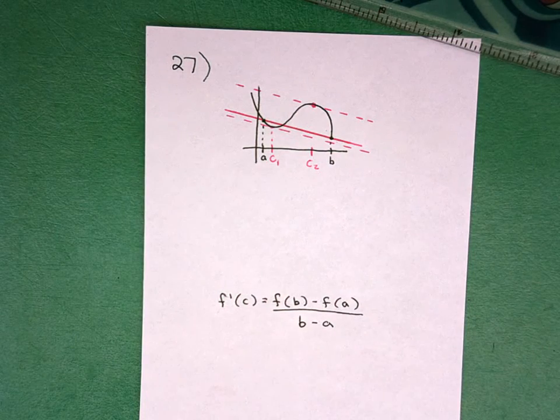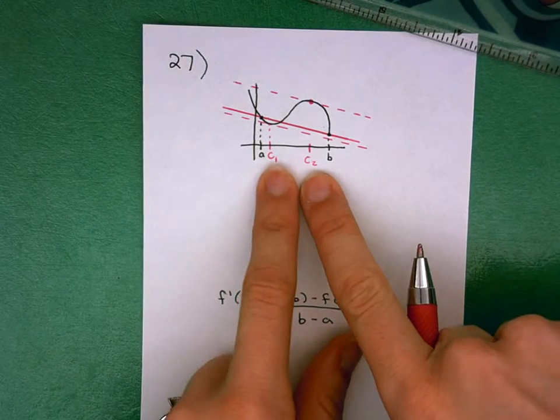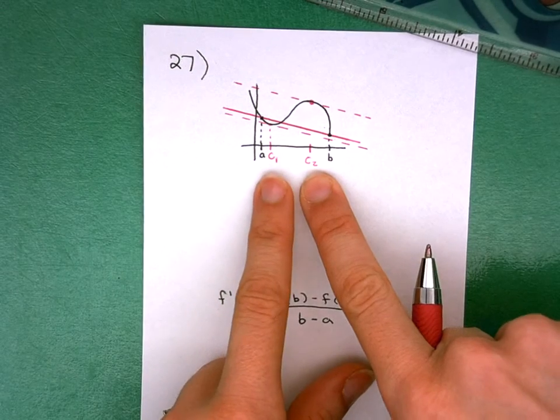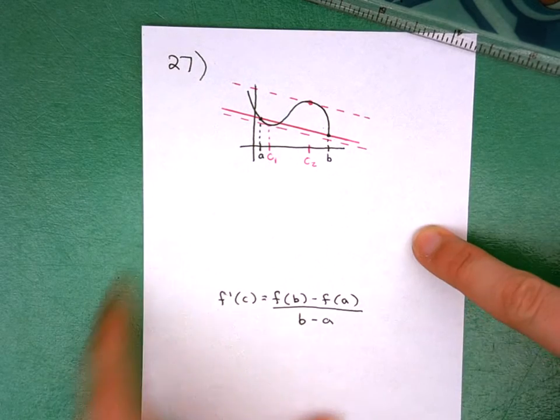Okay, and so that's what the mean value theorem is dealing with. It's finding those two numbers, finding those two C's. Okay. So I've picked two problems to demonstrate that.